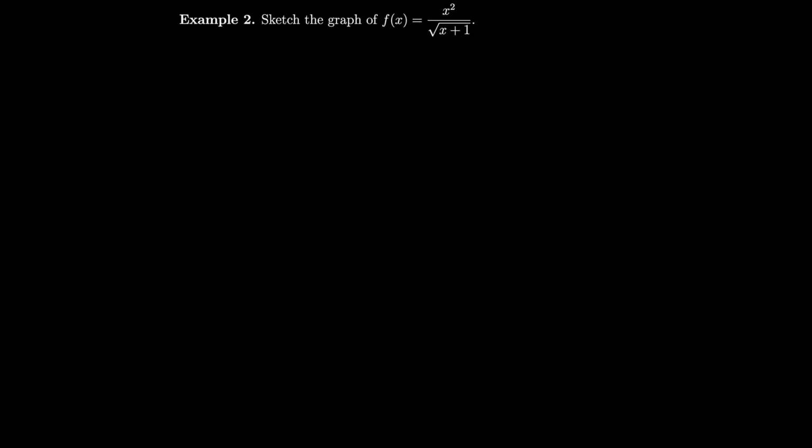Let's do another example and sketch the graph of f of x equals x squared over square root x plus 1. First, our domain. Well, our domain is whenever this thing is defined. So notice it's undefined when the denominator is 0 and when we take the square root of a negative number. So the domain is all of the x values such that x plus 1 is bigger than 0, not equal to 0. Okay, so that's the exact same thing as x values such that x is bigger than minus 1.